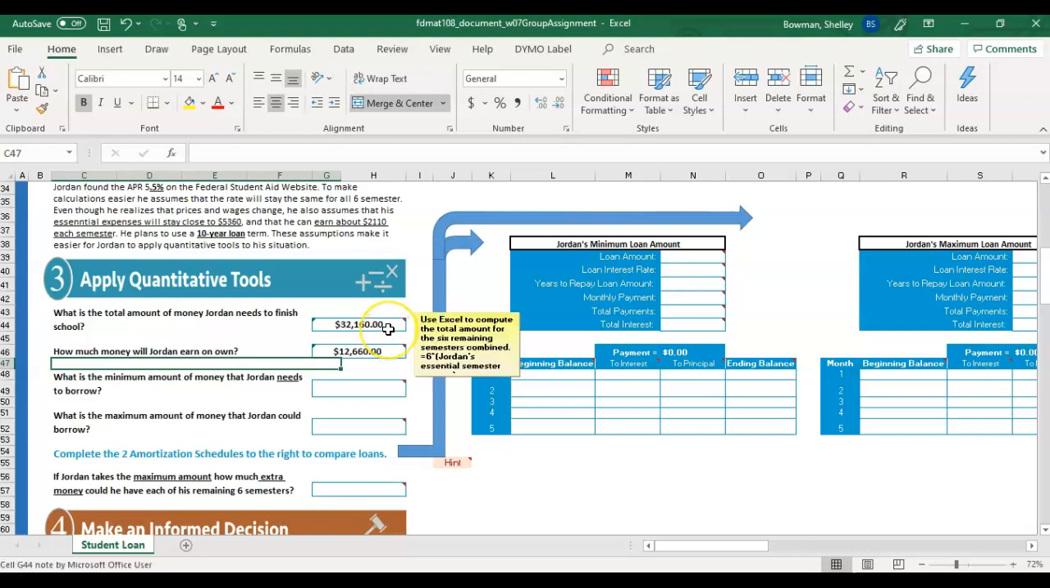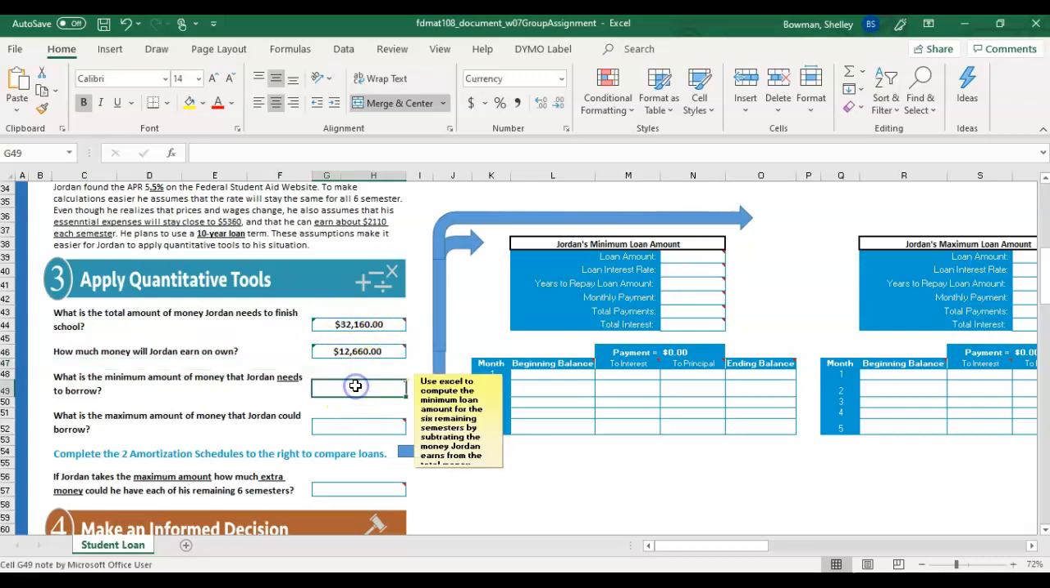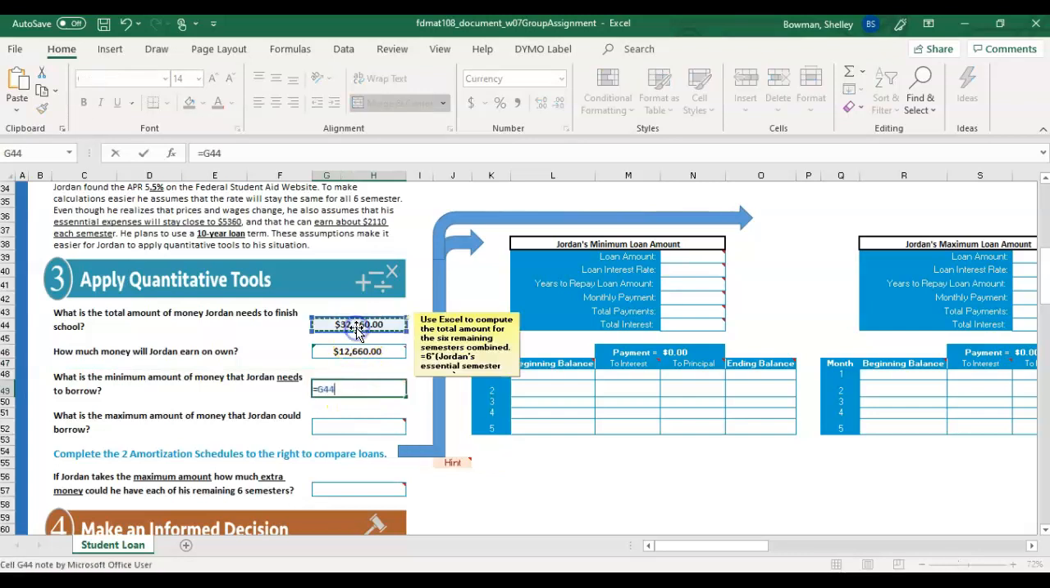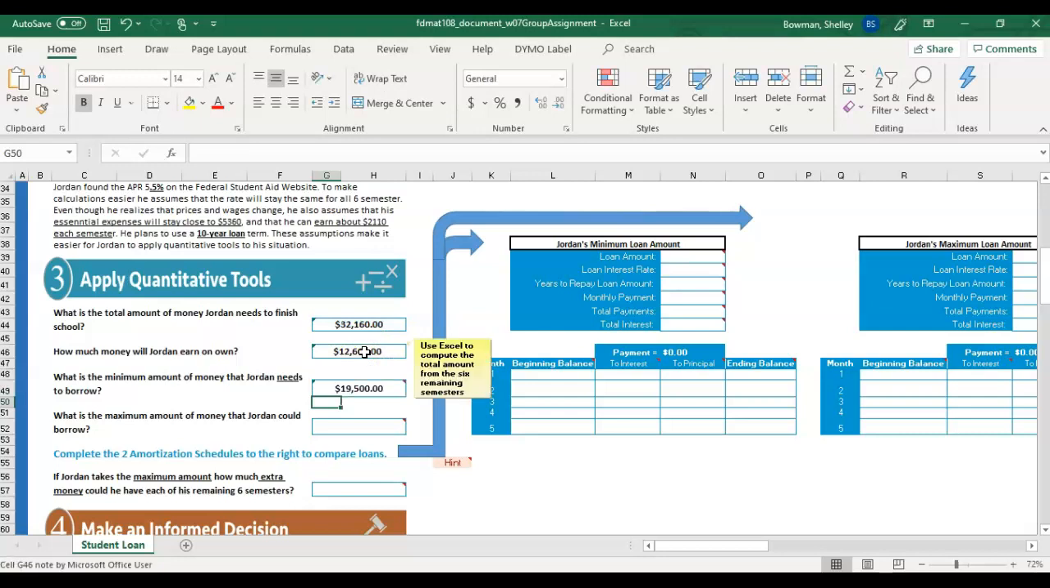The next one is, what is the minimum amount of money that Jordan needs to borrow? So if this is the total amount that he needs for everything, and this is how much he can earn, we need to find the difference between those, and that's the very smallest amount that we're going to be looking for him to make up. So we're going to subtract what he earns from the total, and that'll give us how much is left over that we need to make at the very minimum to make up for his full $32,160.